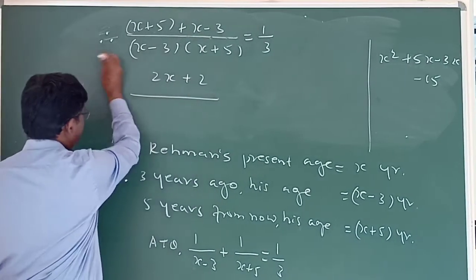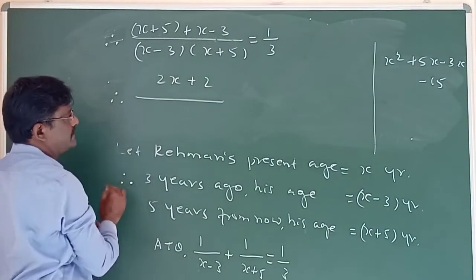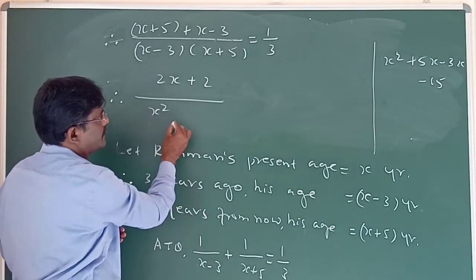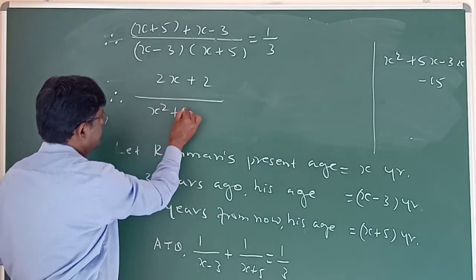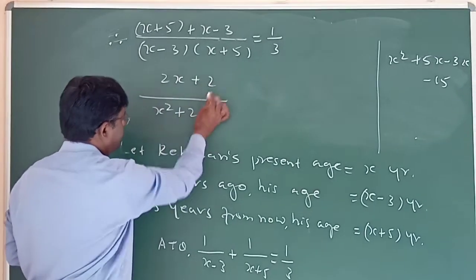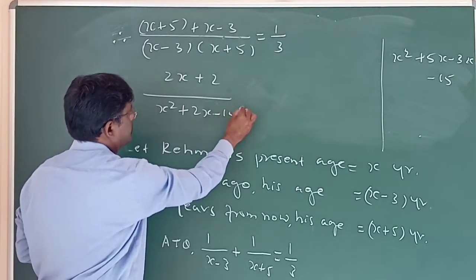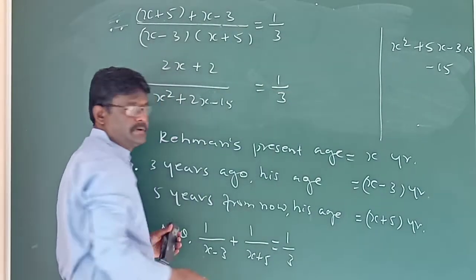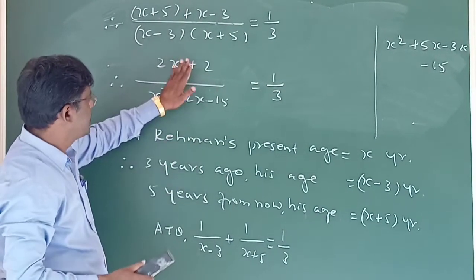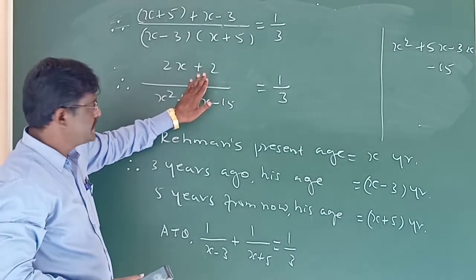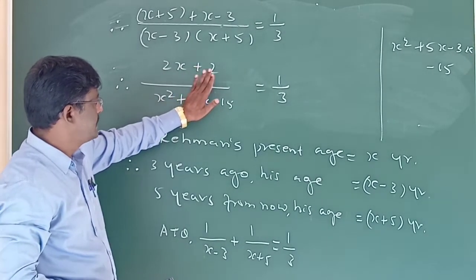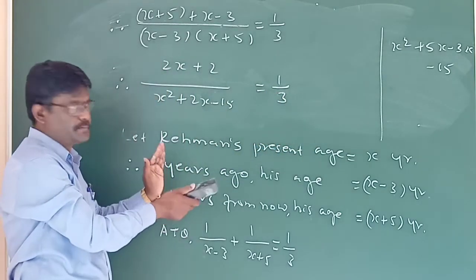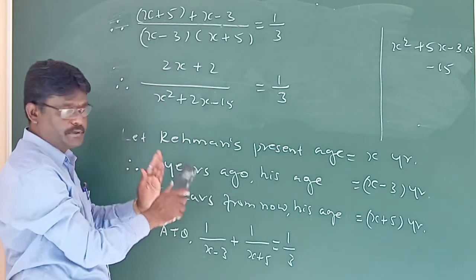Divided by, therefore exactly at the center, x square plus 2x minus 15 equal to what? 1 by 3. Now therefore here we have the simplified form in the left side as well as in the right side. Therefore, after getting the simplest form only, we have to go for now what?